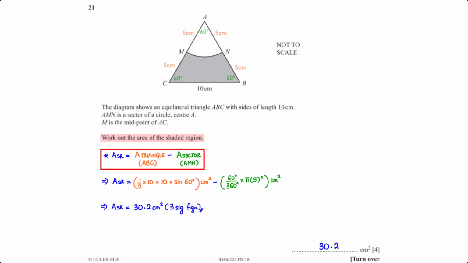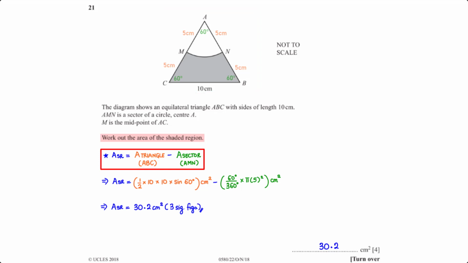The area of the shaded region is equal to the area of triangle ABC minus the area of sector AMN. Triangle ABC is an equilateral triangle, so all its sides have the same length, which is 10 centimeters. In addition, each of the angles in the triangle is 60 degrees. M is the midpoint of AC, which makes AM 5 centimeters.